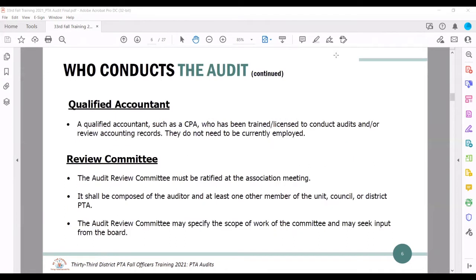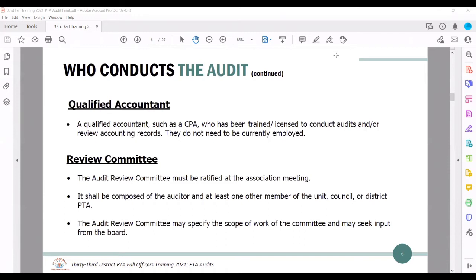Next slide, please. A qualified accountant. This is an insurance requirement that the auditor who performs the audit has to be qualified, such as a CPA or someone who's been trained or licensed to conduct audits and or review accounting records. If you do not have a qualified accountant, then a review committee needs to be ratified at the association meeting. So they're appointed by the board and approved at the association meeting. And this is an insurance requirement. It shall be composed of the auditor and at least one other member of the unit.